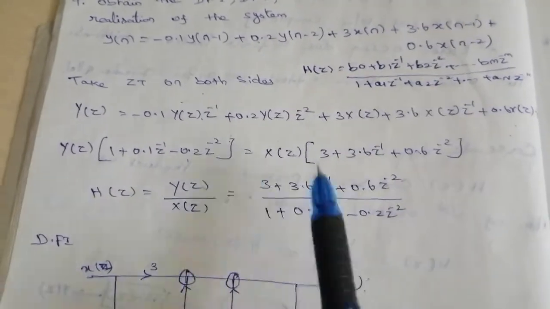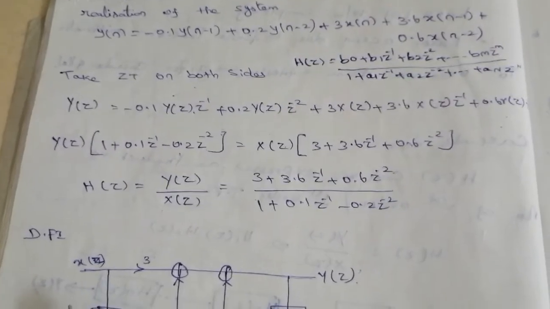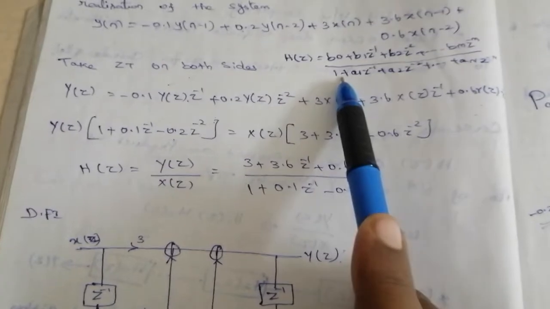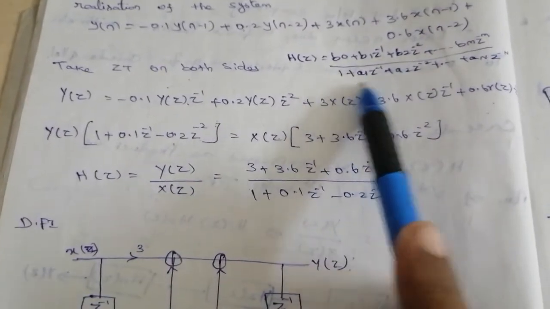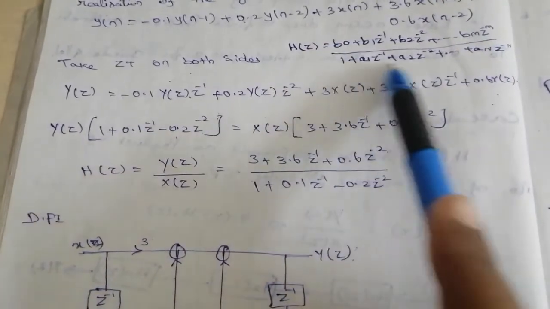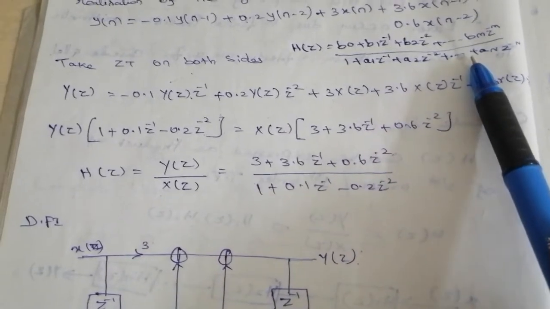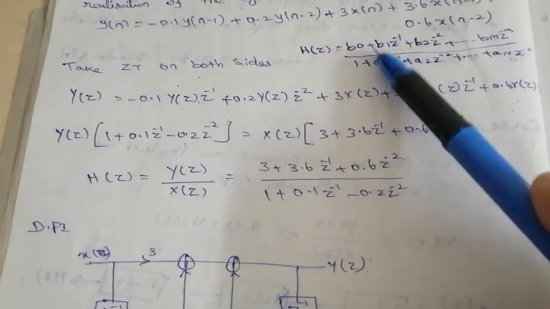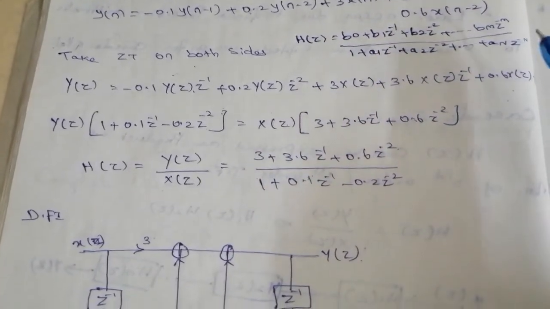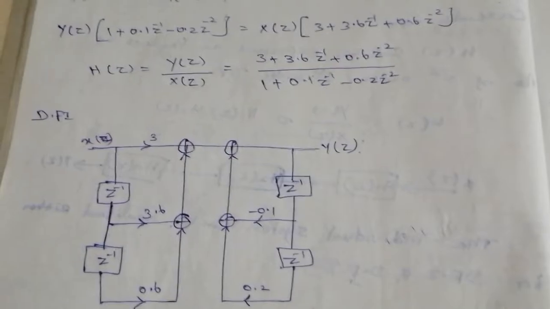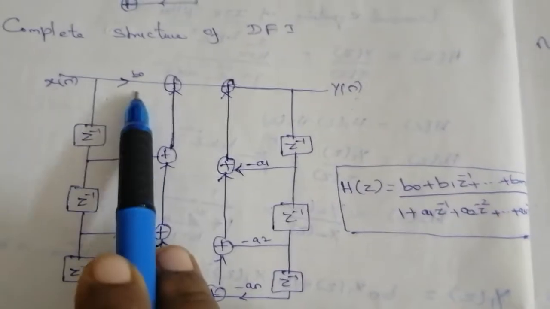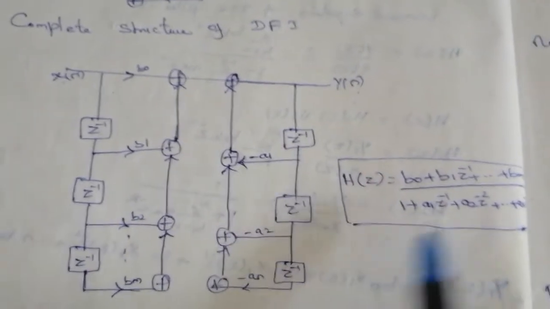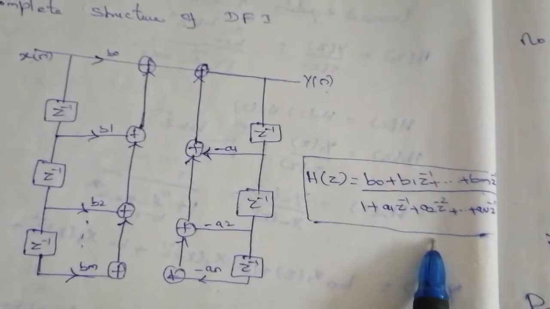Now we already know the general structure of direct form 1 and 2, right? So we have a general transfer function equation also. With this equation we have already drawn the direct form structures. Now we compare these two equations and find the values of B0, B1, B2, A1, A2, AN. Because in the general diagram we have the different variables B0, B1, B2, Bn, minus A1, minus A2, minus AN, for the general transfer function.